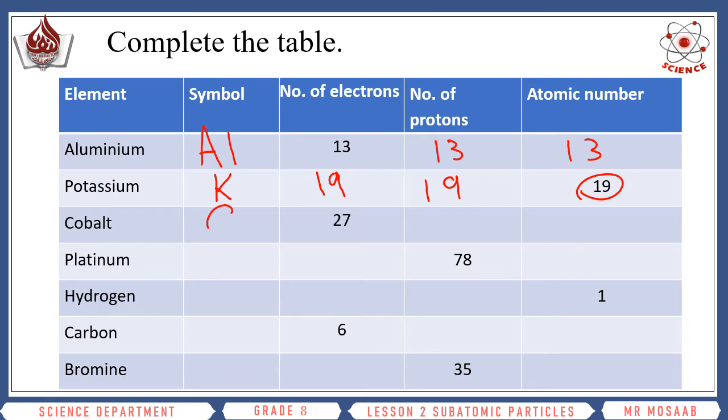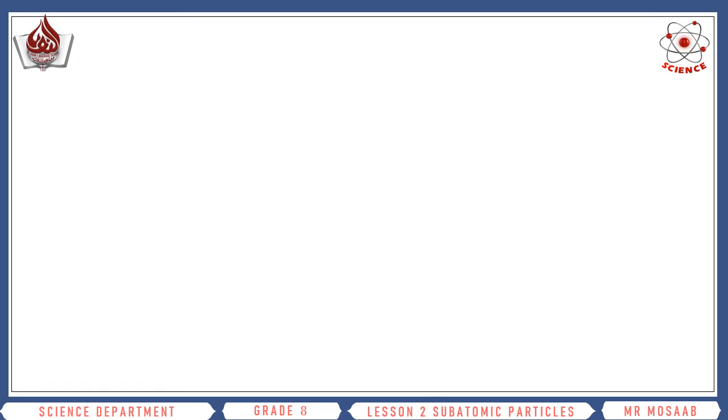Cobalt, C capital, O small. If the number of electrons is 27, the number of protons is also 27, and the atomic number is 27. Now we have to try and solve the missing ones. As you can see here, this is aluminum.